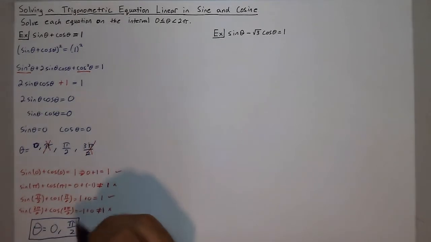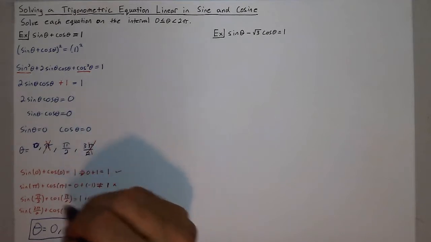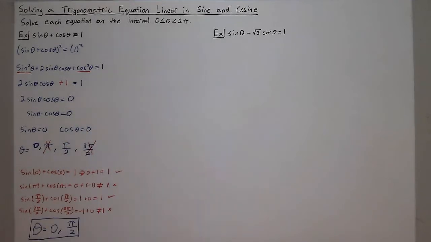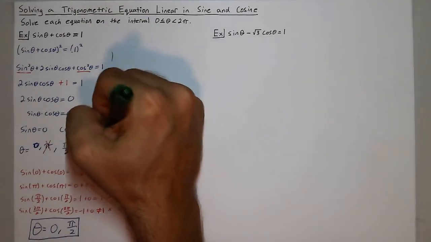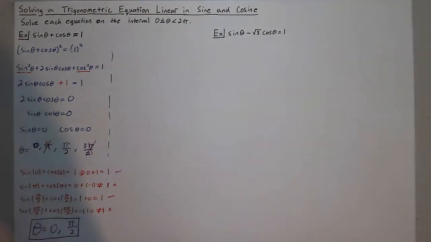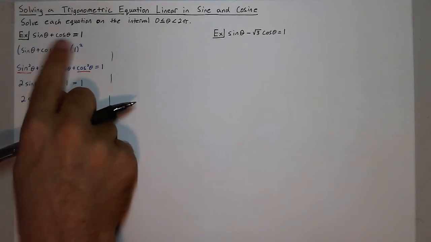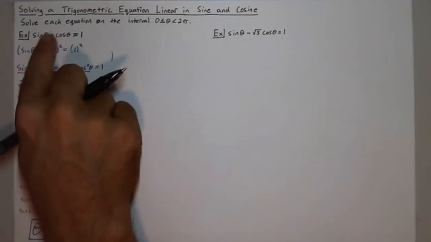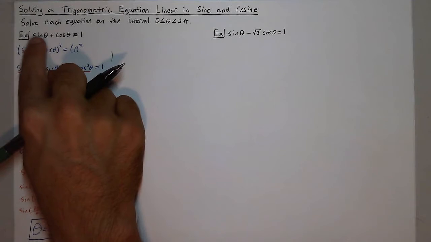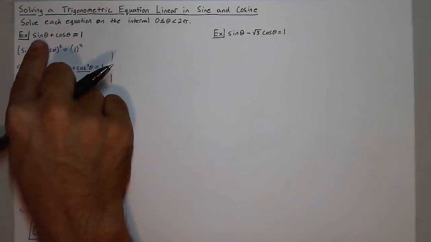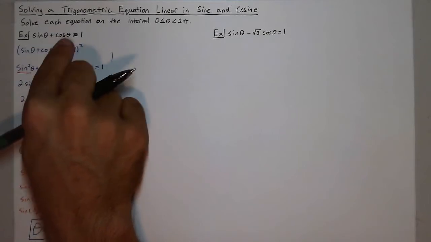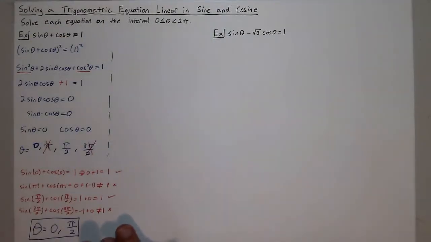Now, this could be a little burdensome sometimes because you have to check every single time, but there is an alternate way to solve this, which is usually the more preferred way for linear equations like this. What I mean by linear equations, if you imagine this being like ax plus by equals c, it's like standard form, but instead of x and y, we use sine and cosine. So linear in sine and cosine.